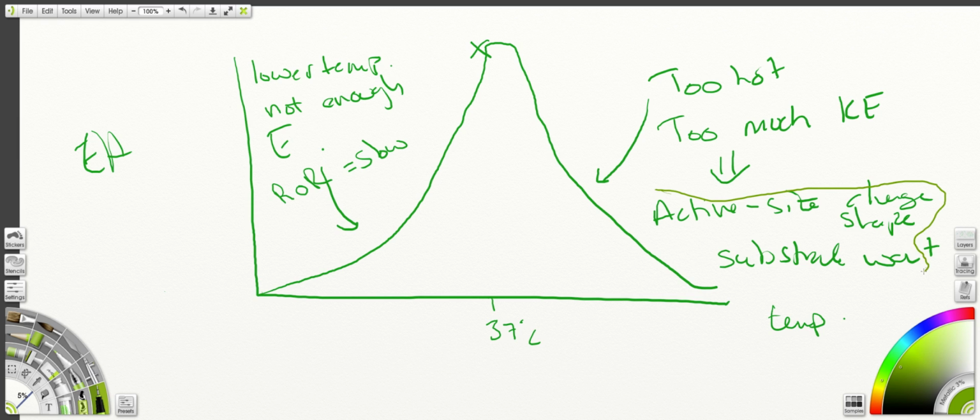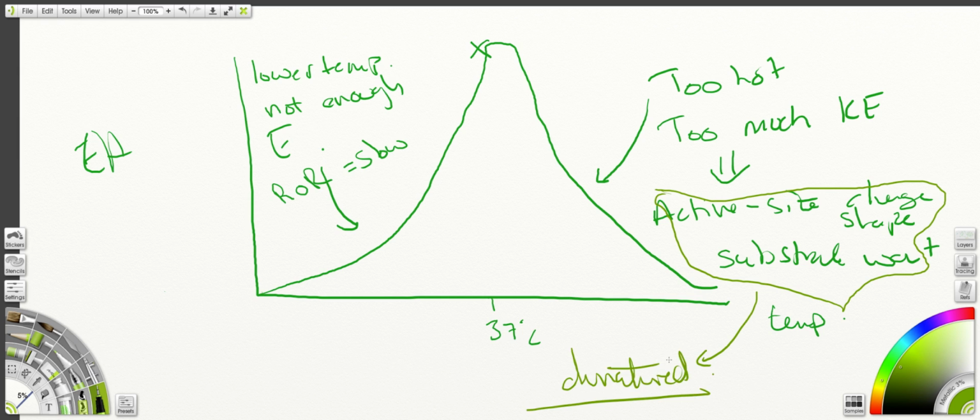The enzyme at this high temperature ends up becoming denatured, which means that the active site will change shape and the substrate won't fit anymore. That's what happens when it gets too hot. That's why the enzyme activity is decreasing here.